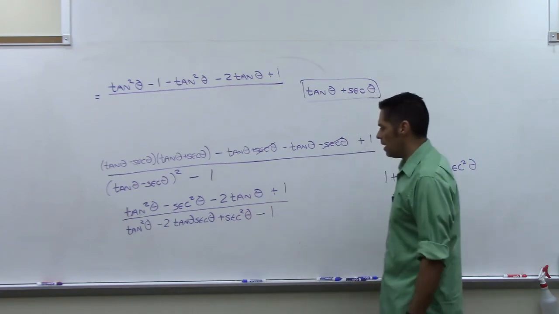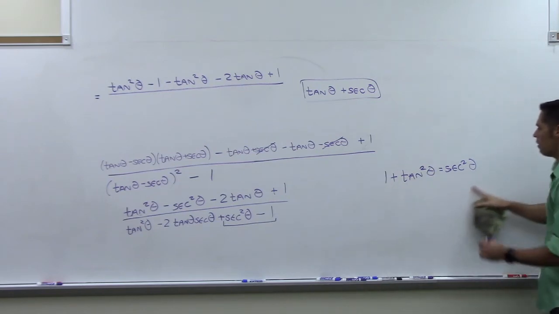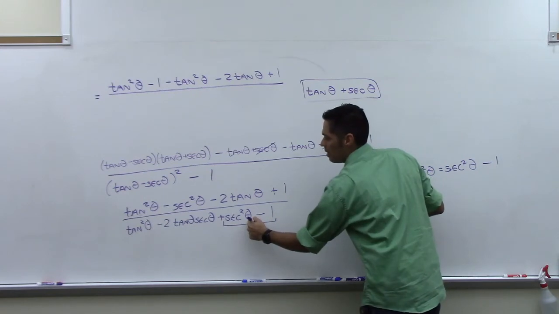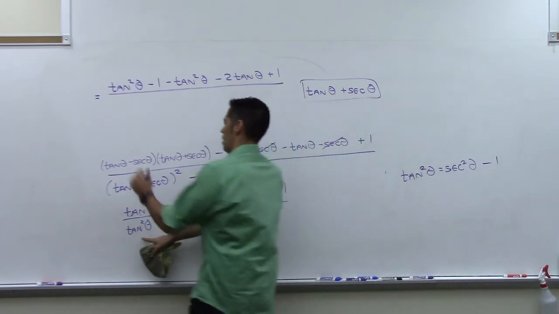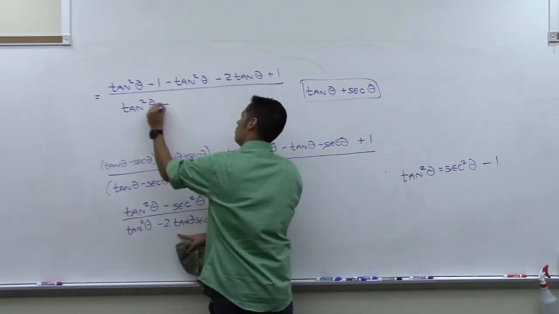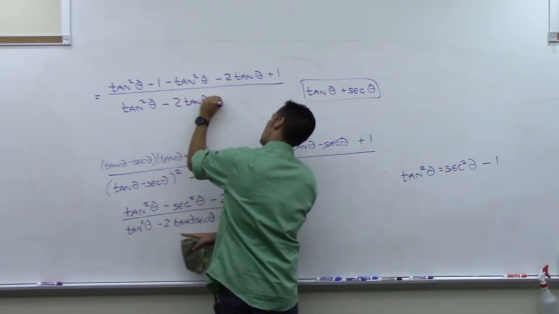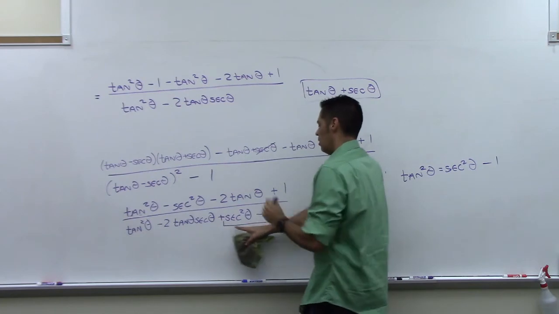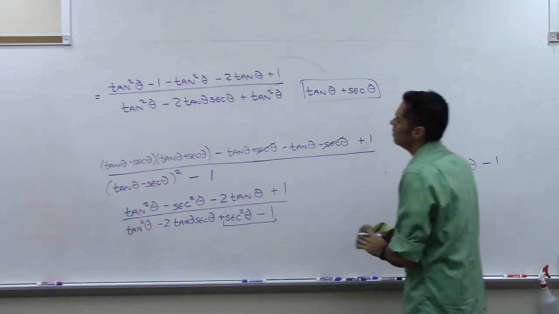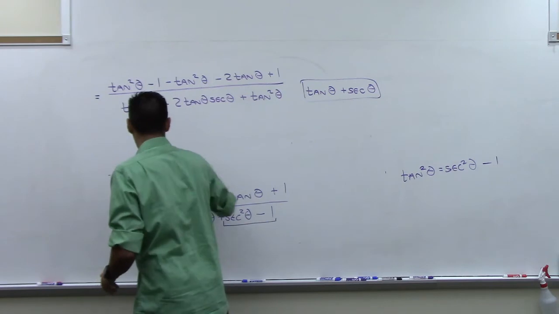Now also pay attention to this secant squared theta minus 1 down here. If I were to bring this 1 over, it becomes minus 1, that's tangent squared theta. So this right here is tangent squared theta. So my denominator is tangent squared theta here, and then minus 2 tangent theta secant theta, and then I have plus tangent squared theta. I think this is going to go. Yes, yes, I see it. I see it finally. Okay.